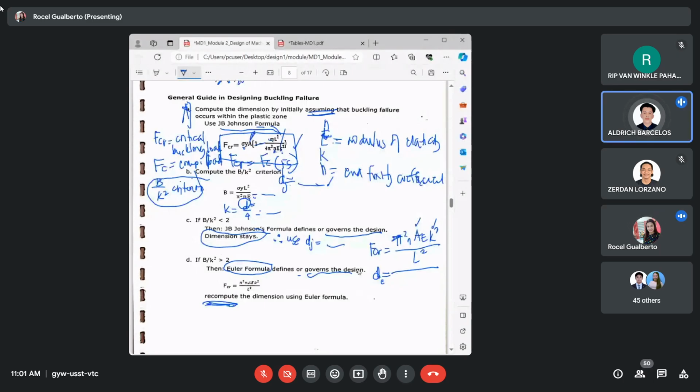Tapos pag mali po, edi yung J.B. Johnson's po. Ang baliktad po niyan, kabaliktad, hindi po. Lagi pong JB Johnson muna. Okay, so lagi pong JB Johnson muna. Hindi po pwedeng baliktad. Lagi pong ganon.